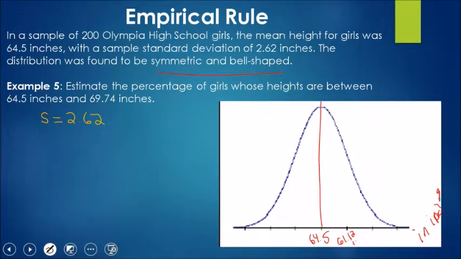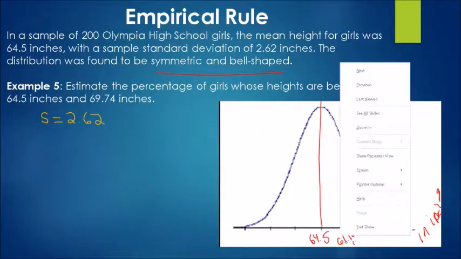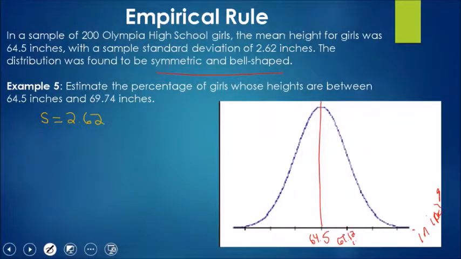I thought I added it. It should be 67. I just didn't write it down right. 67.12. Add another 2.62. I get 69.74. Add another 2.62. We get 72.36.